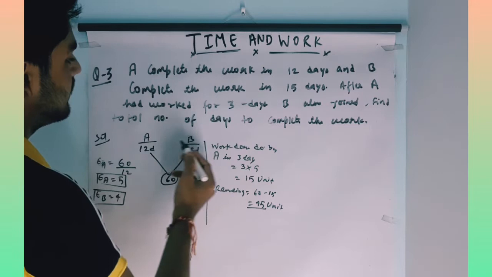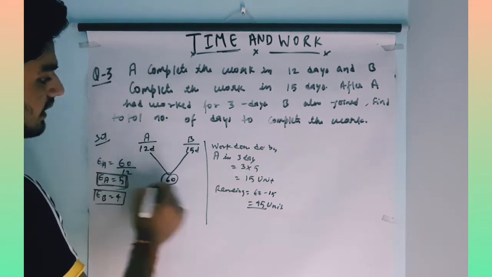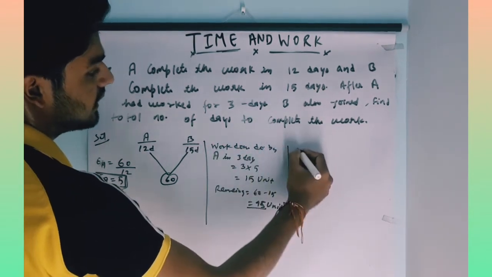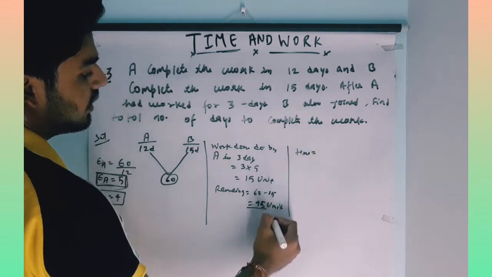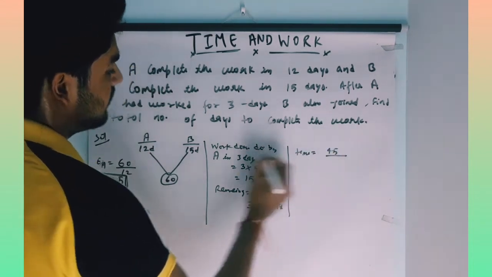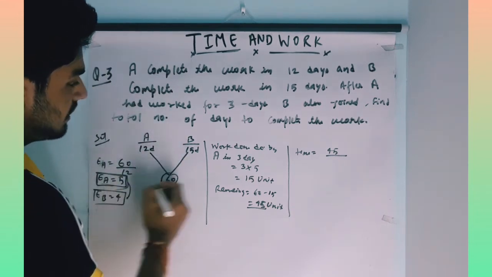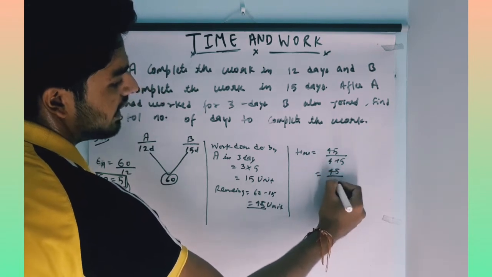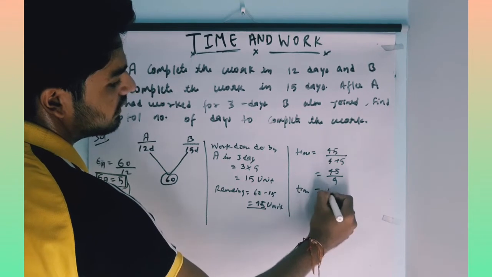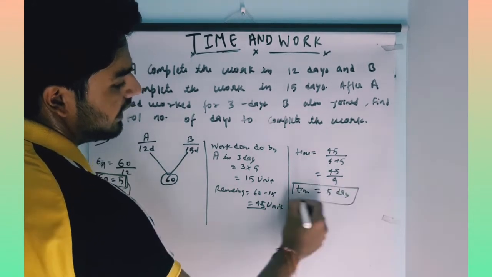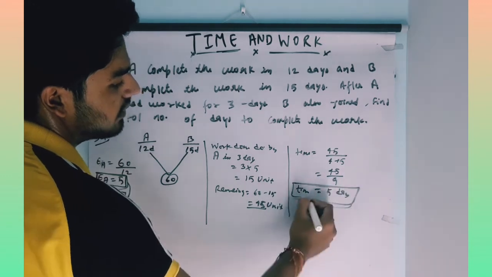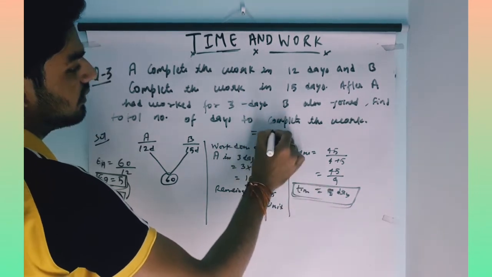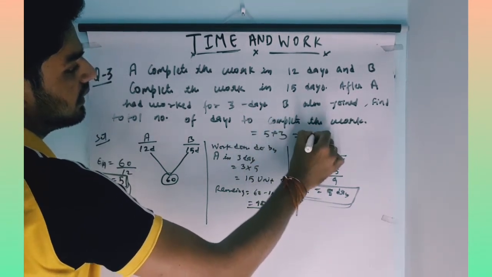Now B has also joined A after 3 days. Now this 45 units of work is done by both A and B. So time is equal to work remaining, 45, done by A and B both. So efficiency 4 plus 5, 4 plus 5. So 45 divided by 9 gives 5 days. So A and B both take 5 more days to complete the work. Total number of days is 5 plus 3, 8 days.